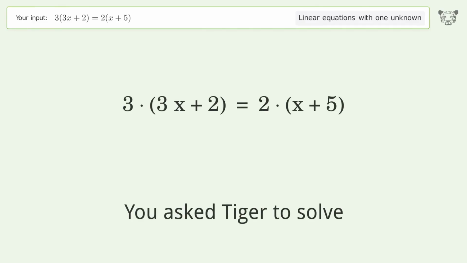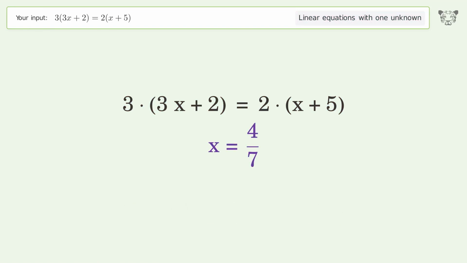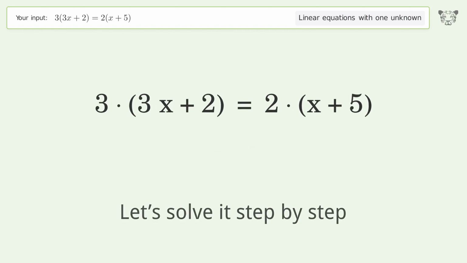You ask Tiger to solve this. This deals with linear equations with one unknown. The final result is x equals 4/7. Let's solve it step by step.